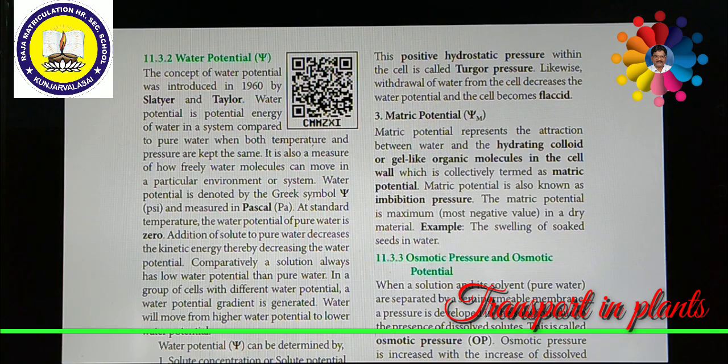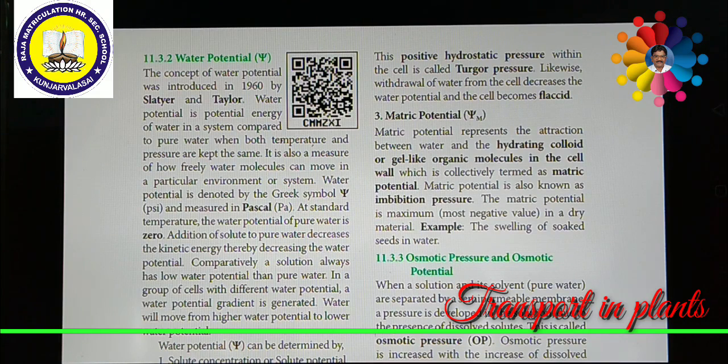Water potential is the potential energy of water in a system compared to pure water, when both temperature and pressure are kept constant. It also measures how freely water molecules can move in a particular system. For example, the water potential of pure water is zero at constant temperature and pressure. Suppose you add some salt, solute, or even sugar to the solution. What happens? The kinetic energy of the water decreases.